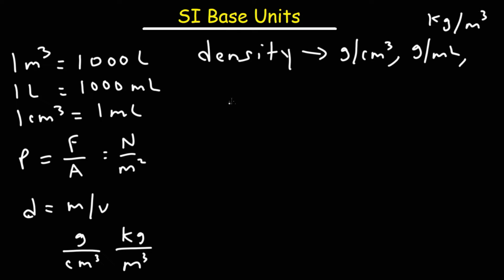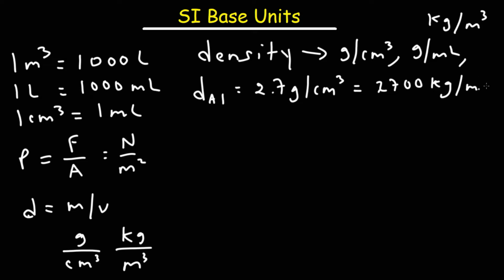Now here's the conversion between the two. So because milliliters and cubic centimeters are the same, these two units will have the same value. But these two units differ by 1,000. So for instance, the density of aluminum, in chemistry, you'll see it as 2.7 grams per cubic centimeter. In physics, this is reported as 2,700 kilograms per cubic meter.